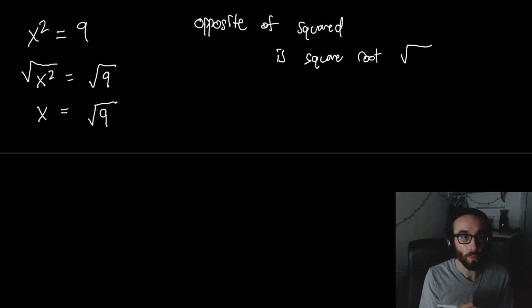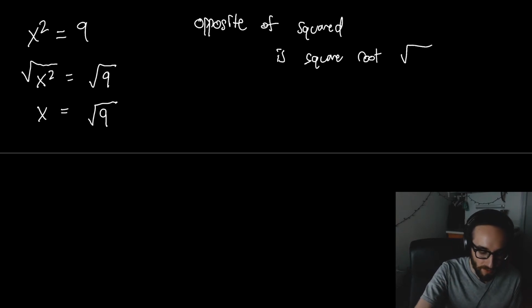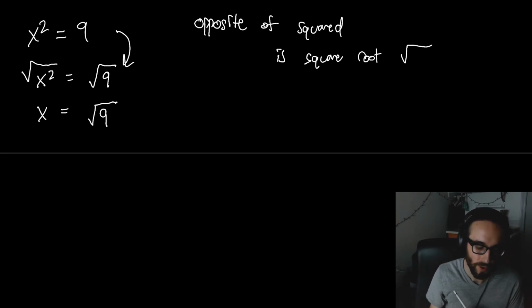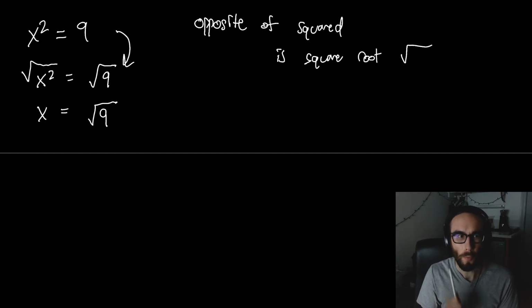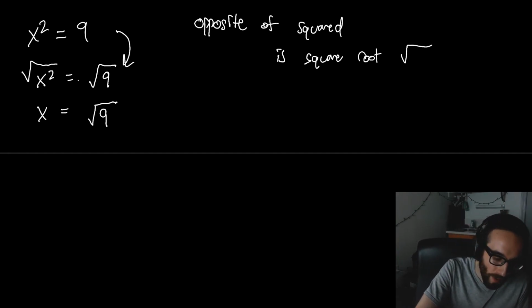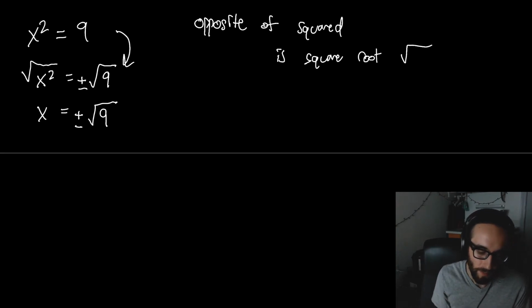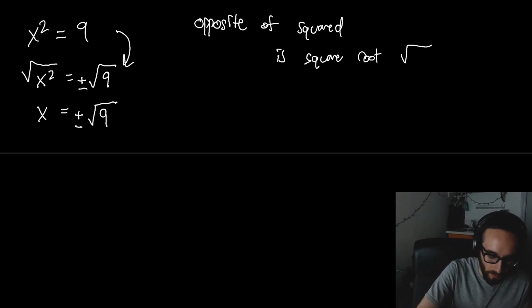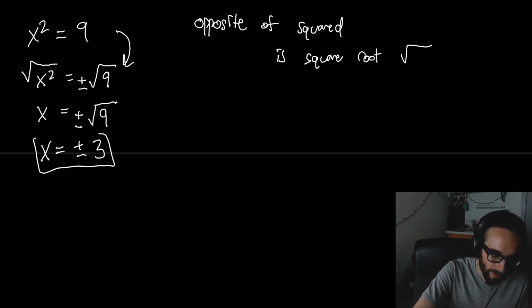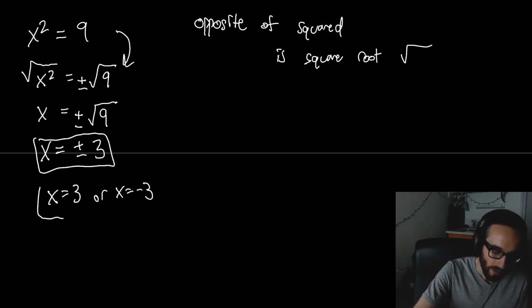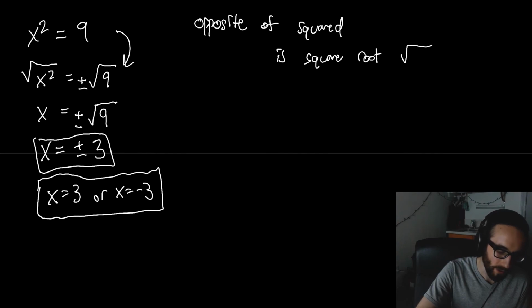One note to make is when we take the square root of both sides, so this step going from our first line in our equation to our second line, we need to make sure that we include both the positive and the negative square root. So that's what this symbol means here, positive and negative square root. So our final answer for this equation is x equals positive and negative 3. So you could write your answers like this. You could also write x equals positive 3 or x equals negative 3. So we have two answers to this equation.